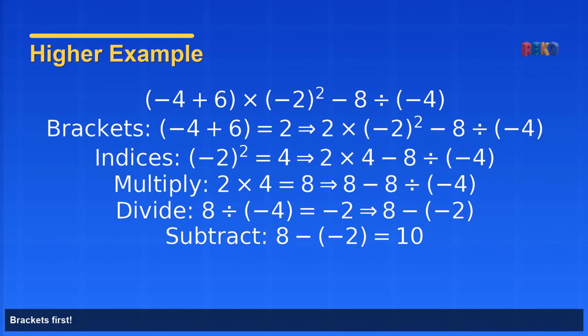This example combines brackets, powers, multiplication, division, and subtraction. A true higher tier BIDMAS question. Start with the brackets. -4 plus 6 gives 2. Then evaluate the power. -2 squared equals 4. Next, multiply 2 by 4 to get 8. Divide 8 by -4 to get -2. Finally, subtracting a negative adds 2, giving the final result of 10.